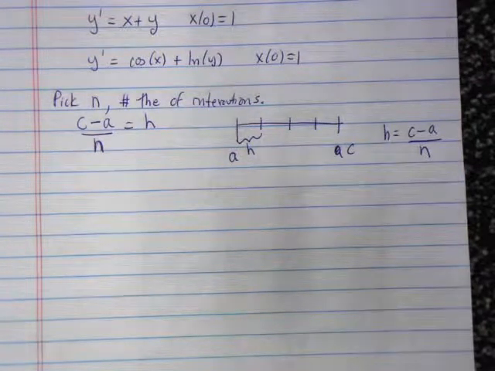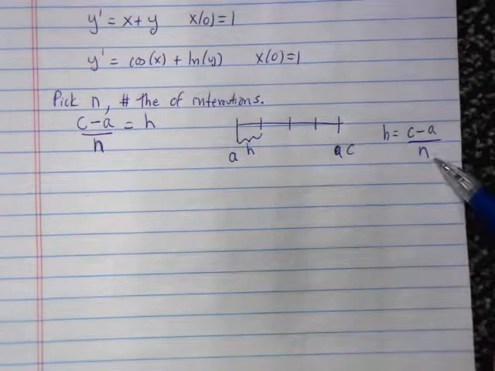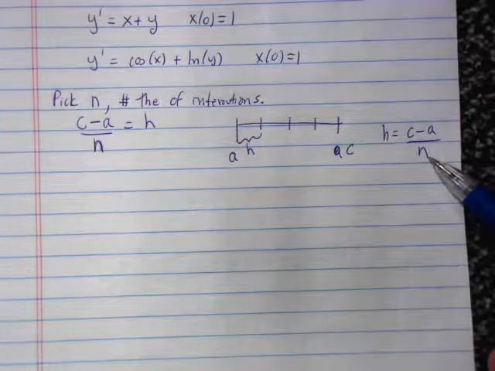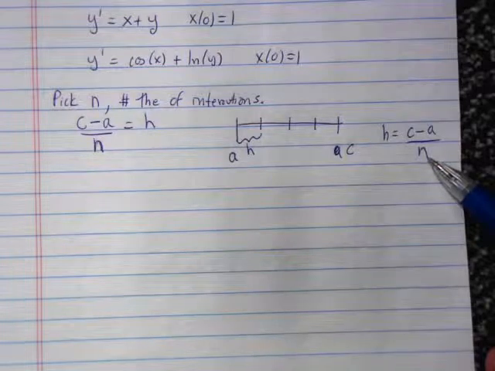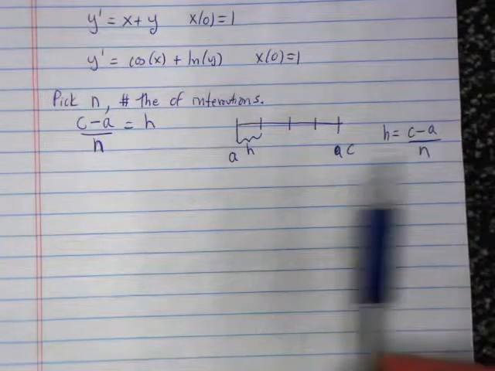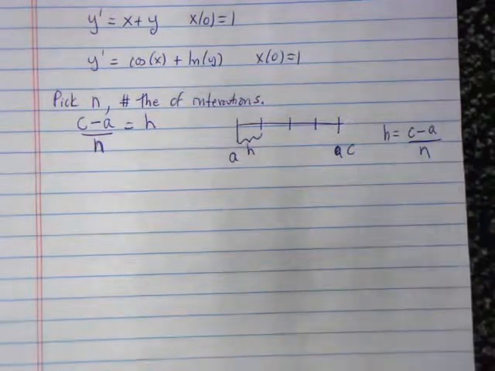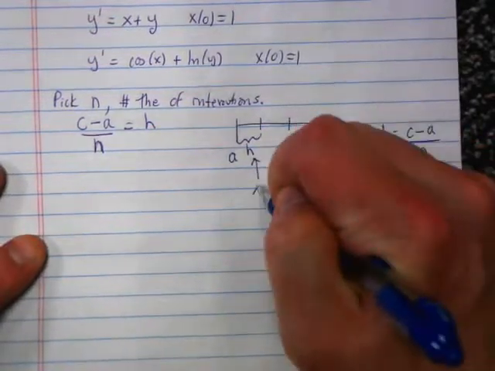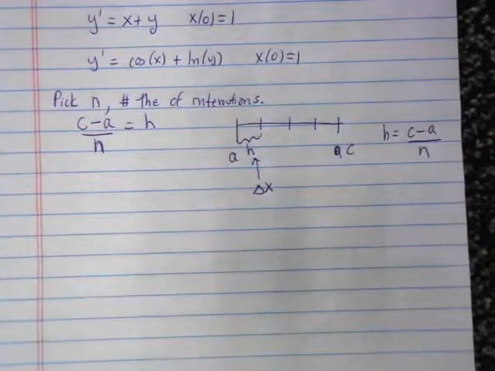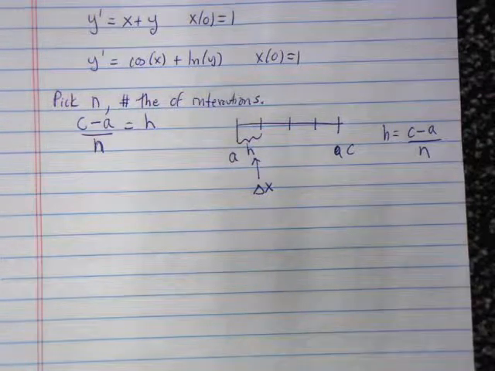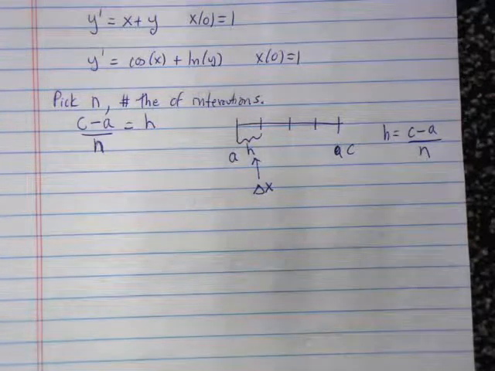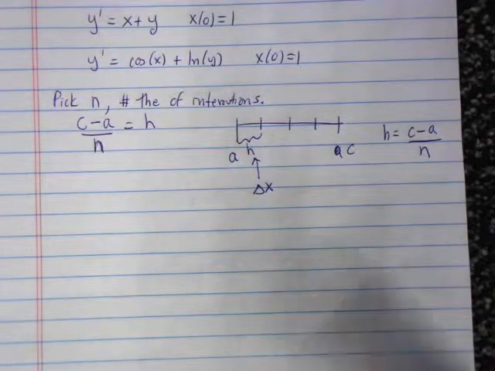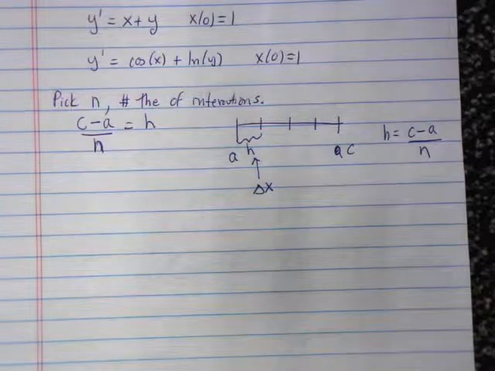So what defines n? N is defined by how many iterations you want to do. N is the number of intervals that you want to create. And then in calculus, we always called that distance delta x when we were taking Calc 1. And we made delta x smaller and smaller. When delta x got smaller and smaller, our answer got more and more accurate. Same thing happens here. The more iterations you do, the more accurate your answer will become.